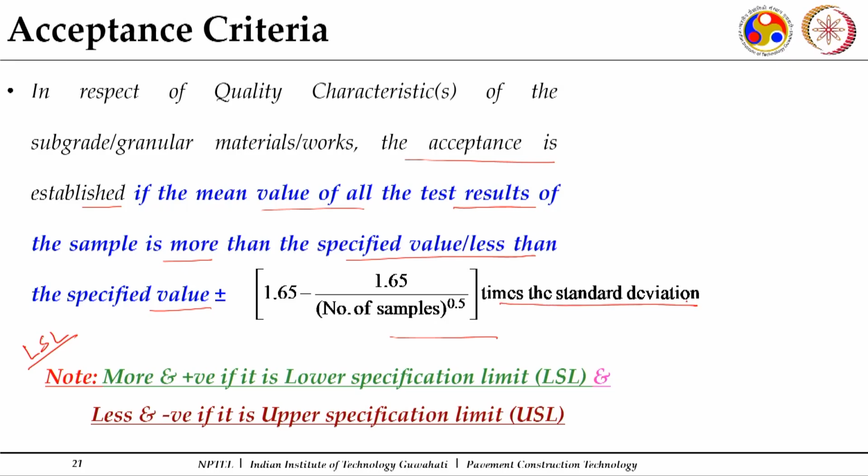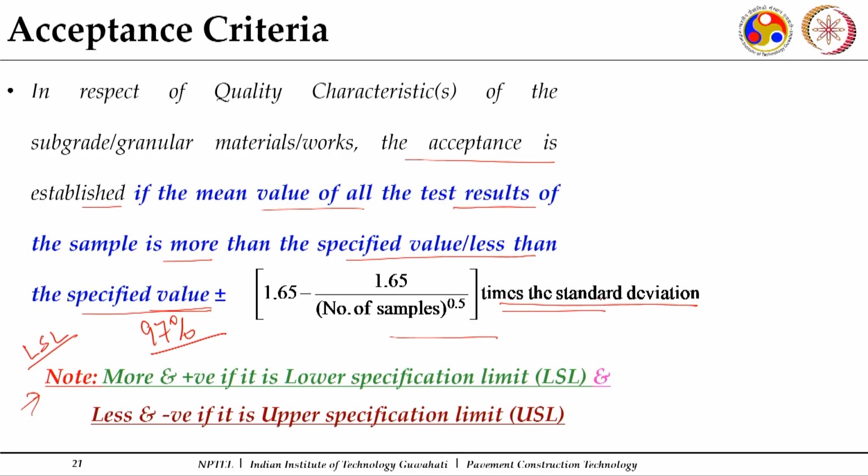So, here it says this is specifically when we use more than and positive if lower specification. If I have a requirement that my density, which is my compaction density, so my mean density should be more than the specified one. Specified maybe say 97% of your MDD plus this into the standard deviation.